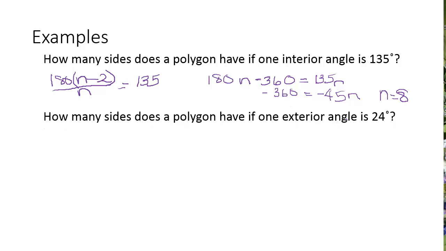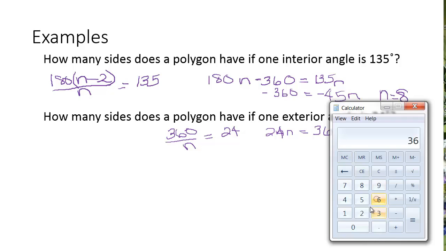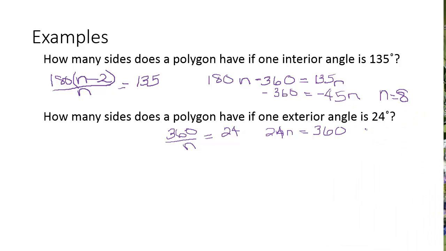How many sides does a polygon have if one exterior angle is 24 degrees? If we take 360 and divide it by the number of sides a polygon has and set it equal to 24, that means that 24n is equal to 360, and plugging 360 divided by 24 into our calculator, we get 15 sides.